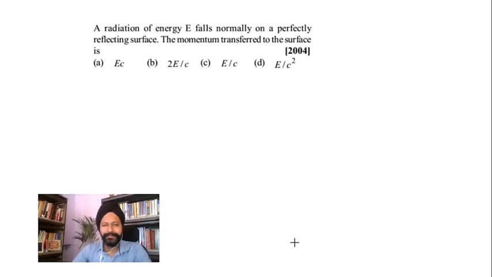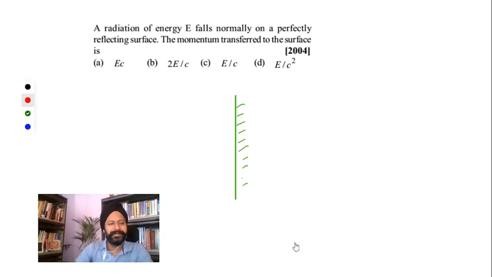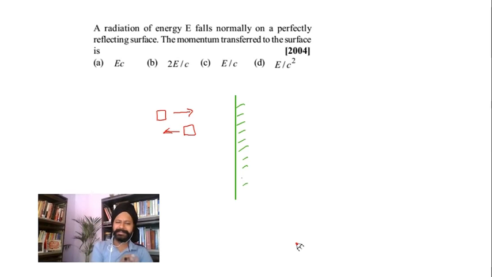So make a figure. There is a reflecting surface, reflecting surface as in a mirror, right? A photon is coming in, and the same photon is going back, it's like a collision, like a 100% elastic collision, a perfectly reflecting surface, right? So energy E, and remember we said momentum is energy divided by the speed, right?